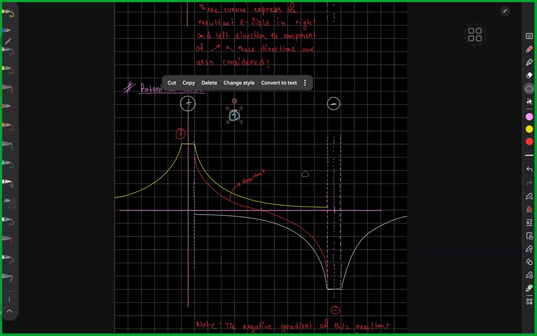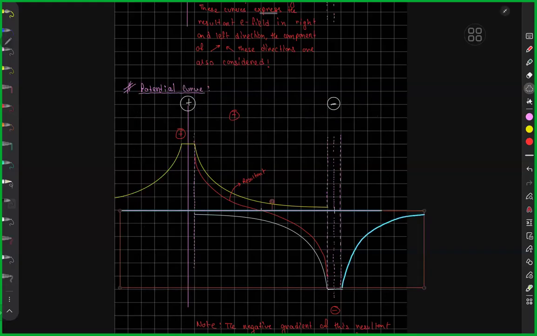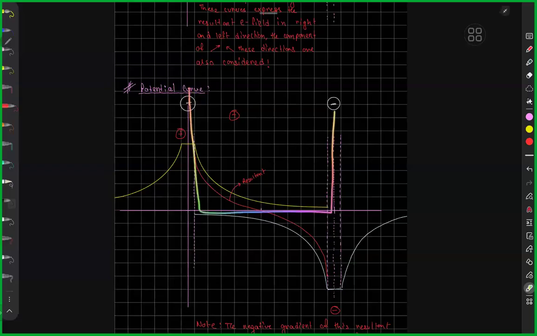And your scope of syllabus will basically look at what happens inside or in between this space, not beyond the space. Not over here, not over here. So your syllabus will basically test your knowledge of what happens between this space. Okay. So this is how the electric potential curve looks like.